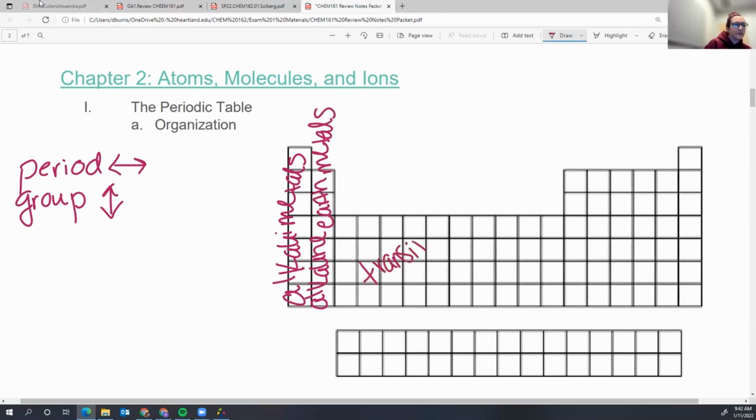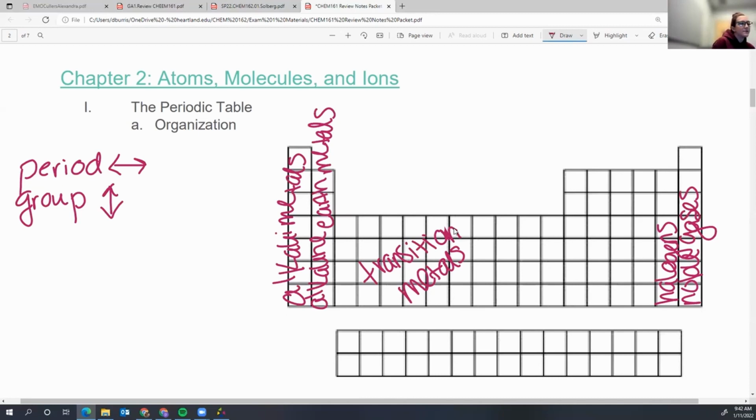These are transition metals. That's an N. Other groups you need to know over here, can't quite see, are the halogens and the noble gases. Okay, those are going to be the important groups.